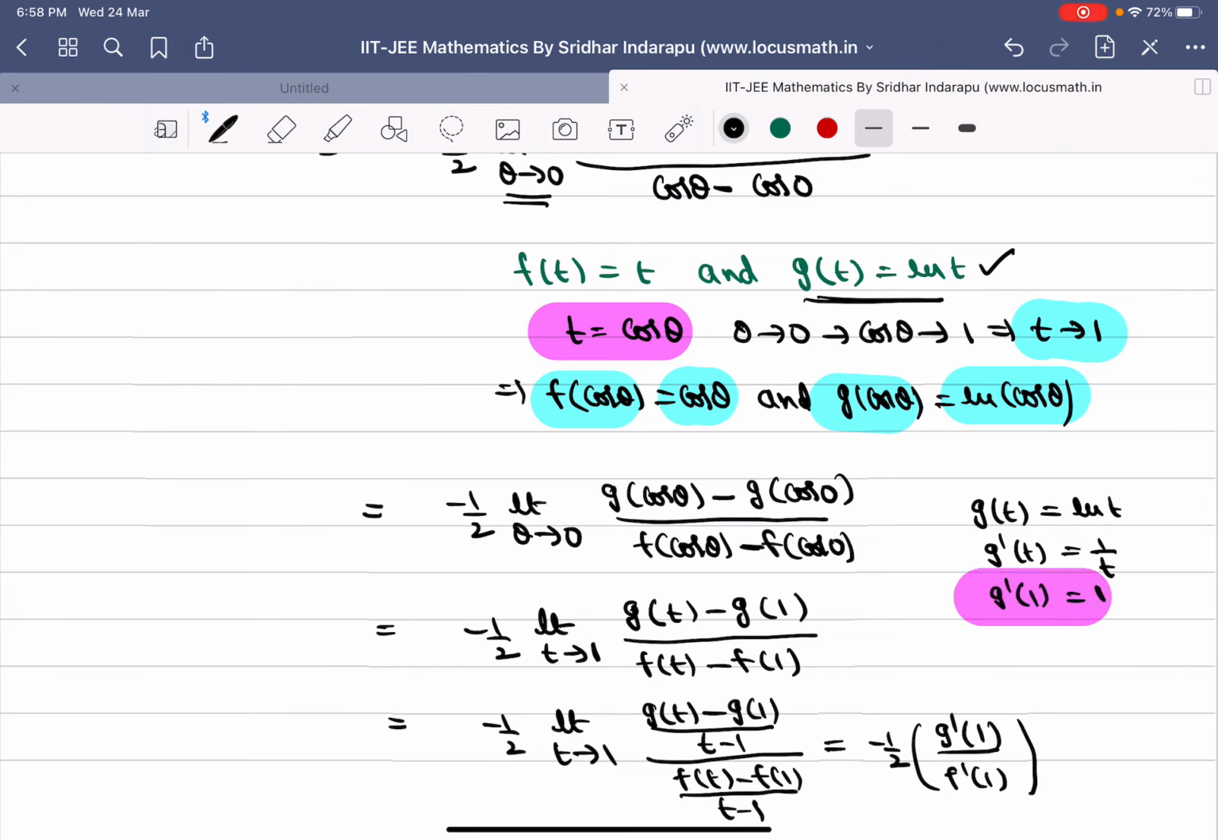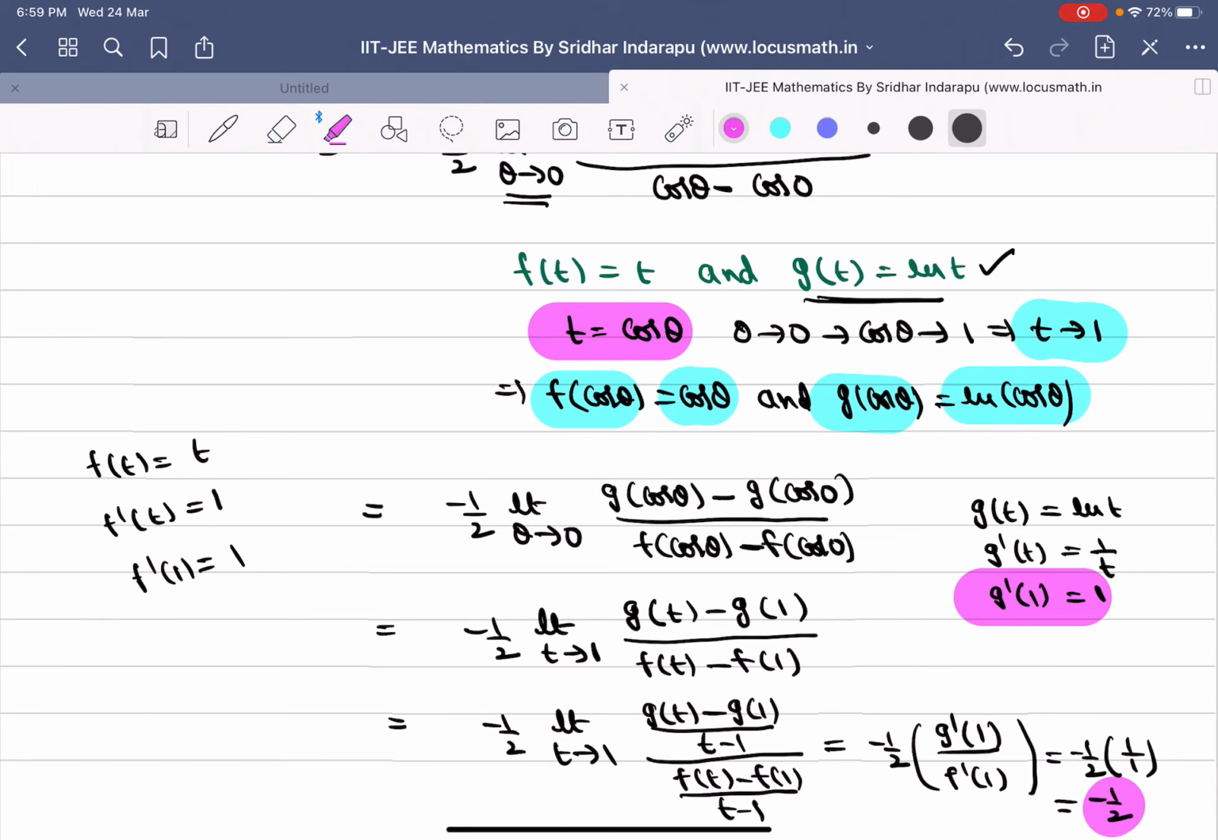Similarly, f of t is equal to t, so f dash t is equal to 1. Therefore, f dash 1 is equal to 1. So this is equal to minus 1 by 2 into 1 over 1. So the final answer is minus 1 by 2. So this is the final answer.